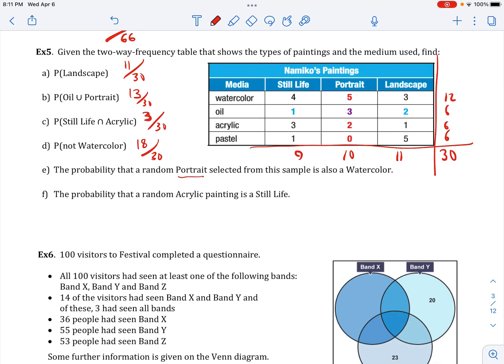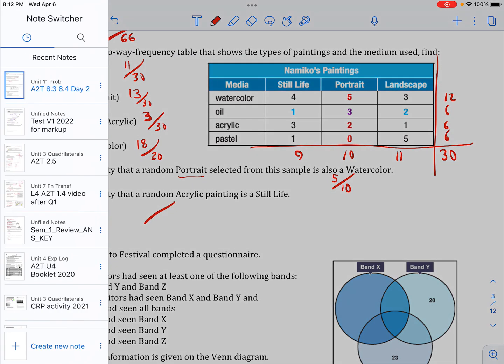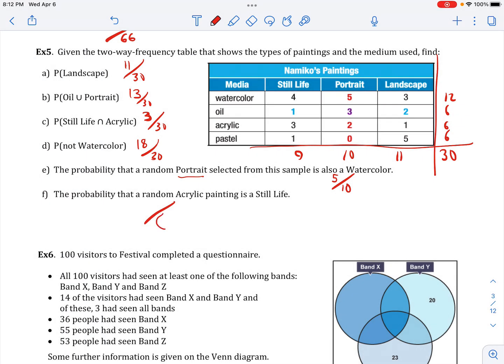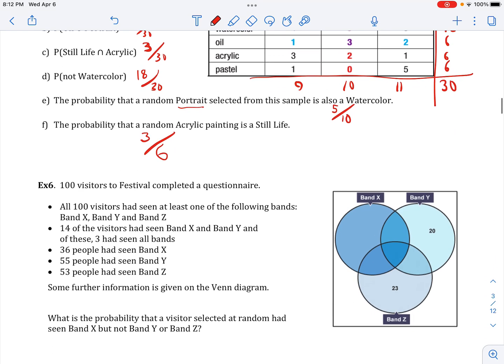Probably the random portrait. Okay, we're talking about portraits now. How many portraits are there? There are 10 portraits. Of those, how many are watercolor? It's 5. This is a given, that conditional probability. Here, if it's an acrylic, we're only talking about those 6. How many of those 6 are also still life? I see 3. Okay. Next thing.